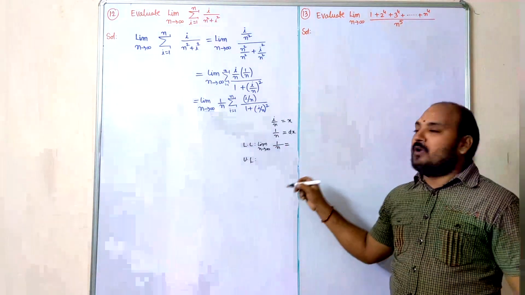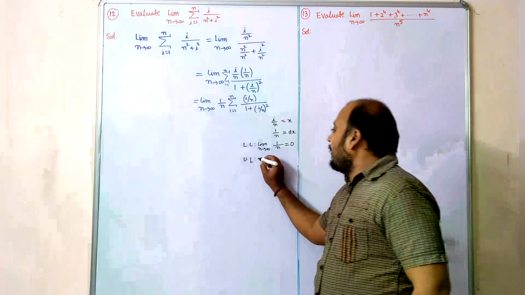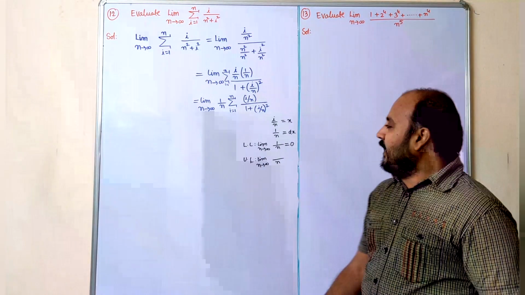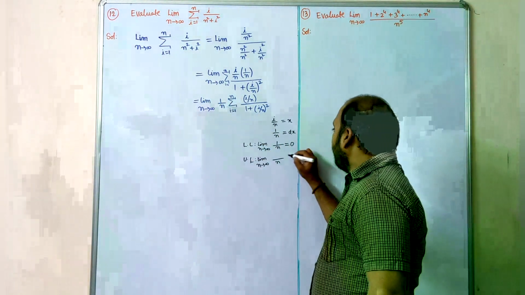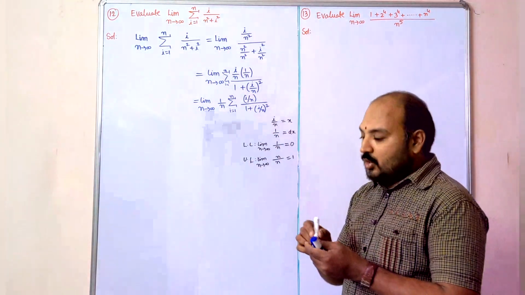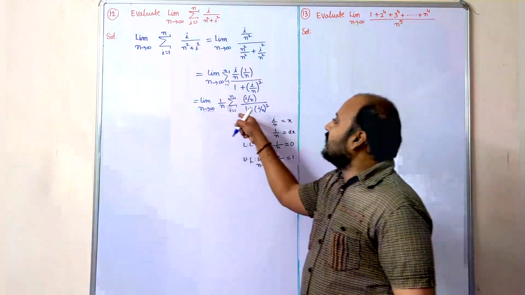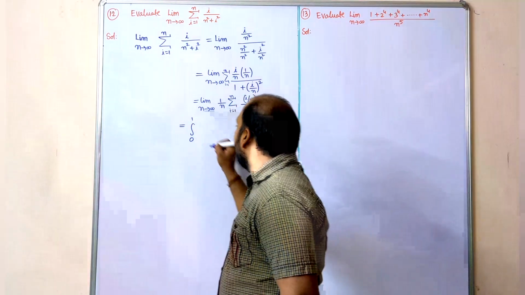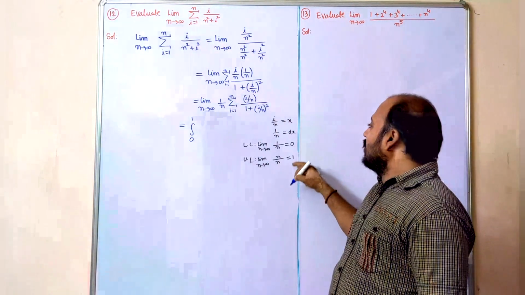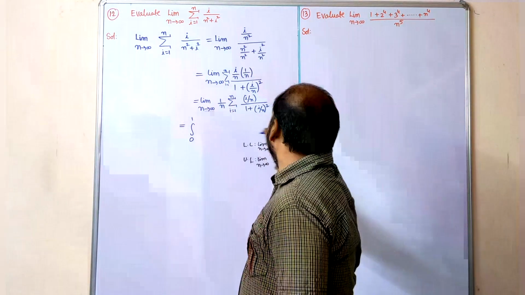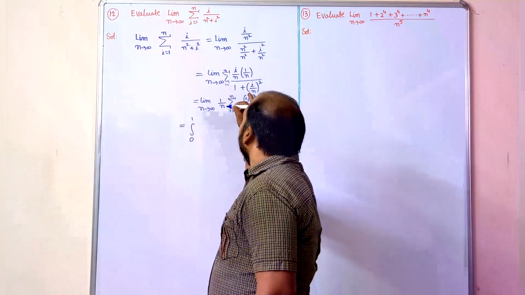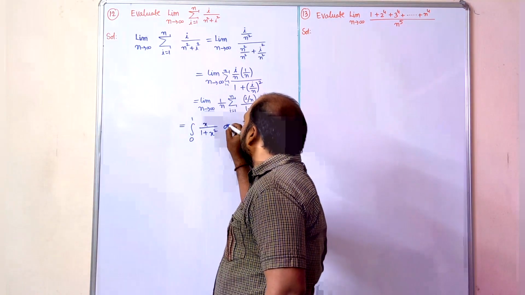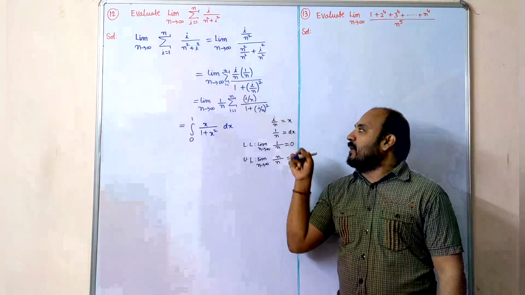Limit n tends to infinity, 1 by n value goes to be 0. Limit n tends to infinity, total value is n. Final value of i is n. So in place of limit n tends to infinity sigma i equal to 1 to n, we have to replace with integral 0 to 1, lower limit to upper limit. 1 by n value goes to be dx. So i by n value x divided by 1 plus x square into dx. Wherever i by n is there, replace with x.